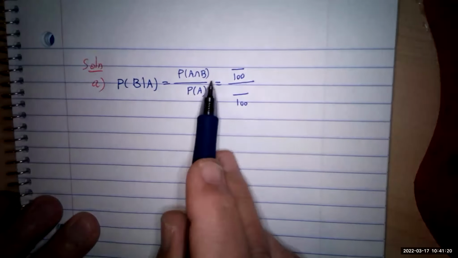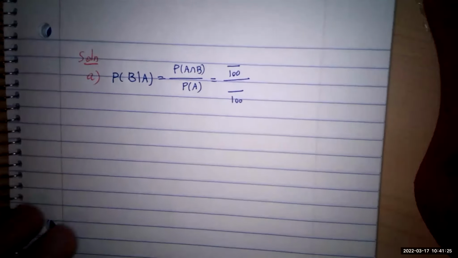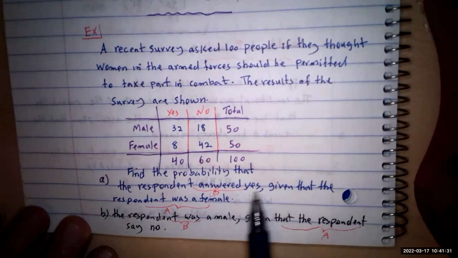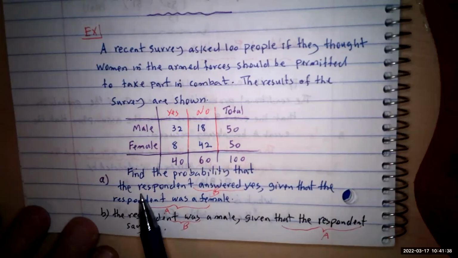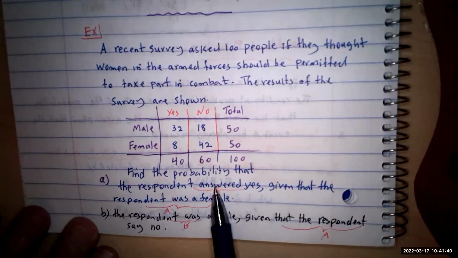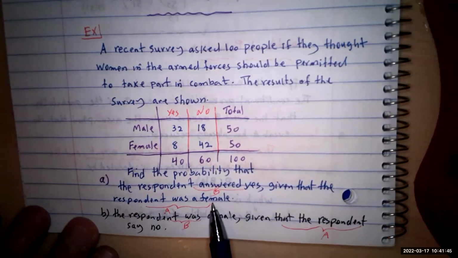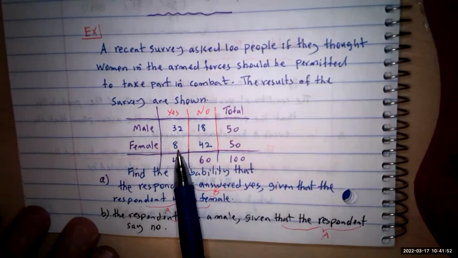So you have to find what A and B mean. If you go back to the problem and read it, you see your A and B in the first part. You read them together. What you want for that one is the probability that the respondent answered yes, and the respondent was a female. Yes, female. Go to this one. This is it. Female, yes.